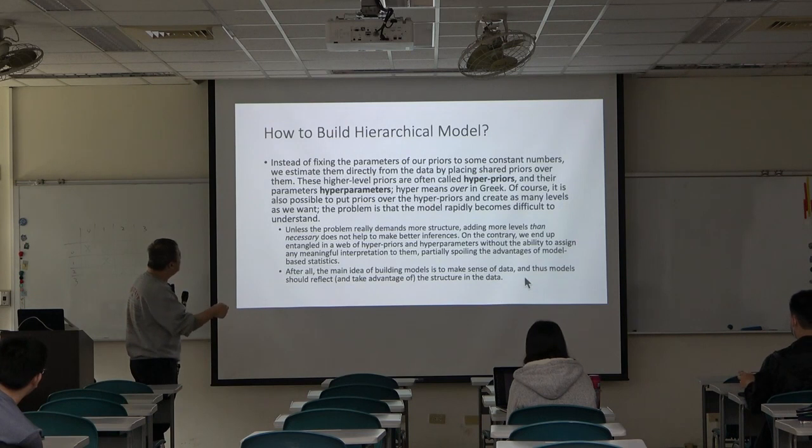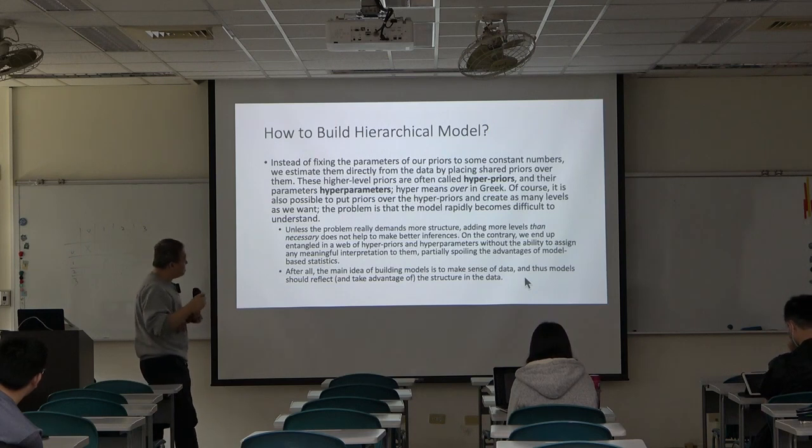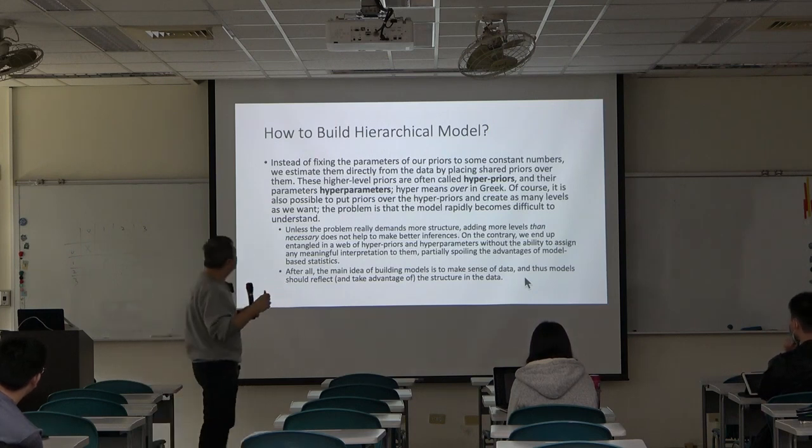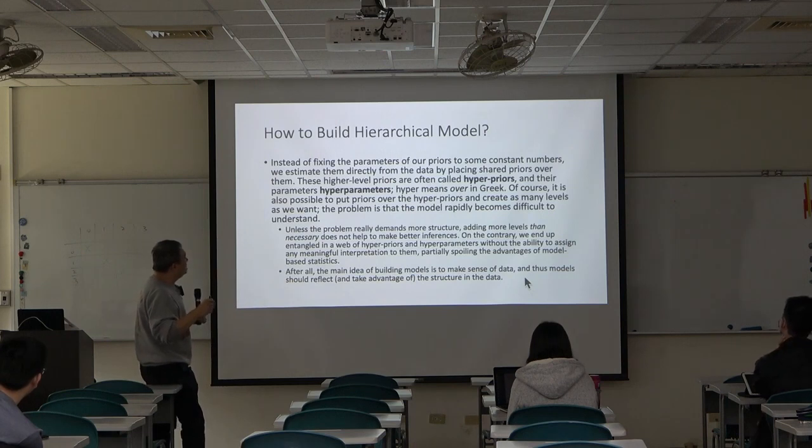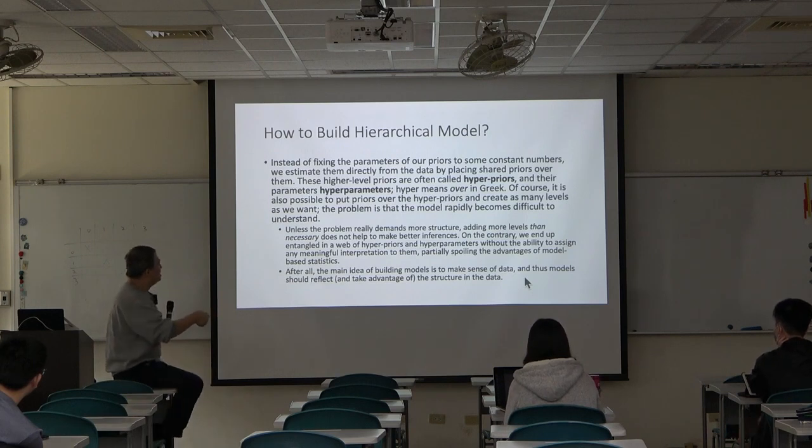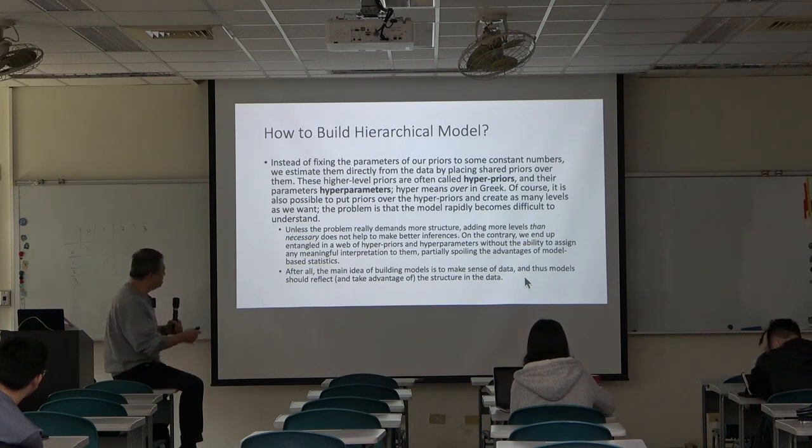Instead of fixing the parameters of our prior to some constant numbers, we estimate these parameters directly from the data by placing a shared prior over them. This higher level prior is called a hyperprior, and its parameters are hyperparameters. Hyper just means over. Of course, it is also possible to put priors over the hyperprior. So create as many levels as you like.